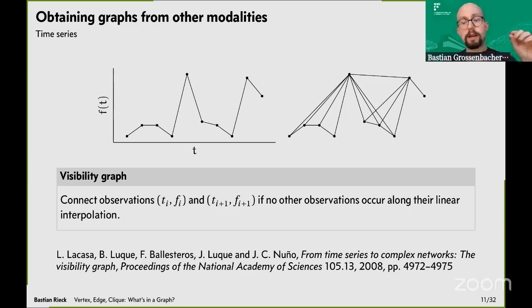So you take a look at the time series, you pretend that you're a little animal living on that time series, and you take a look at which other points of the time series you can see. That was introduced way back when, in 2008, by Lacasa and colleagues, and it's a method to turn time series into complex networks and then analyze those and give you information about the dynamics and about the paradigms behind them.